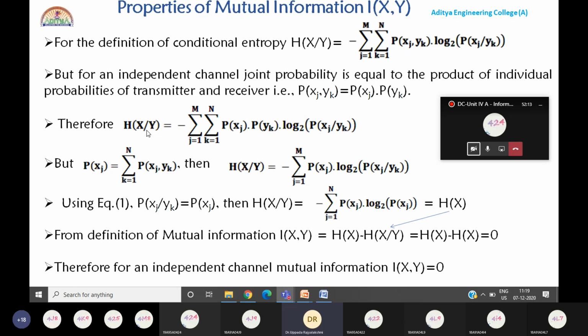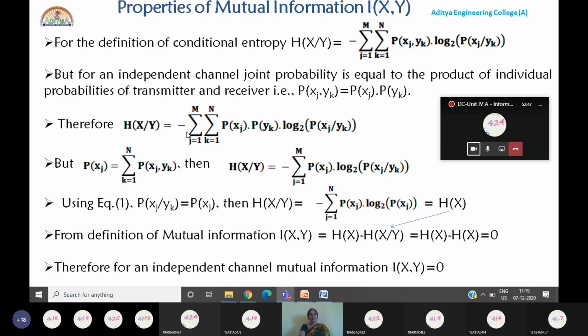So therefore H of x by y is minus summation j is equal to 1 to n, summation k is equal to 1 to n, P of xj into P of yk, substituted into log P of xj by yk base 2. The log term will be as usual, but P of xj comma yk is replaced as P of xj into P of yk. That's all.